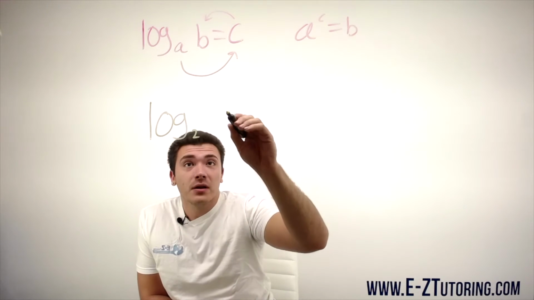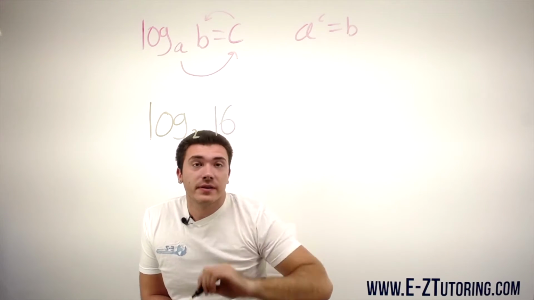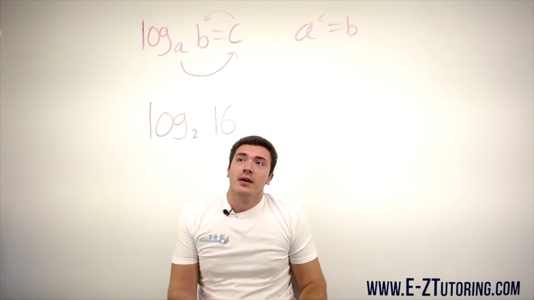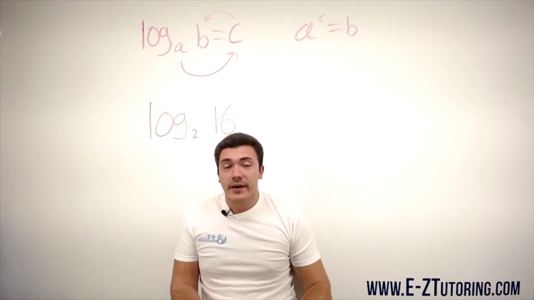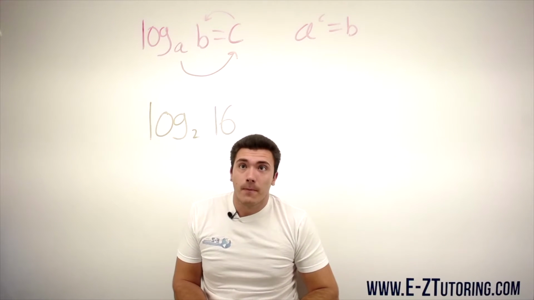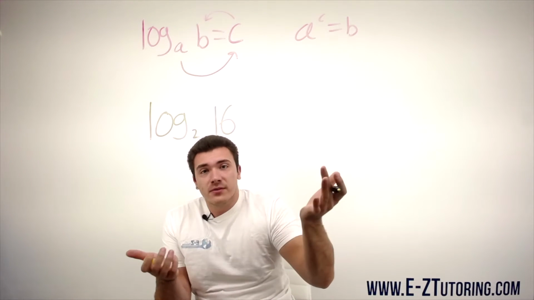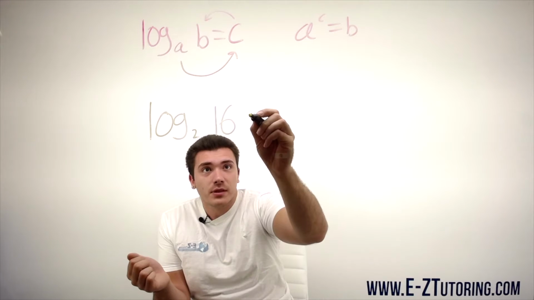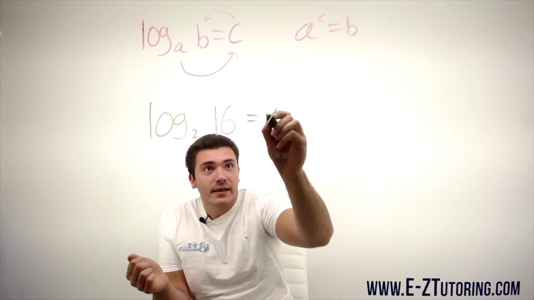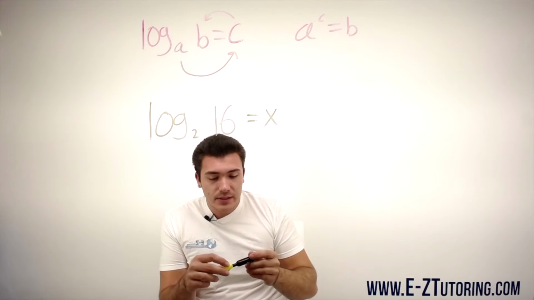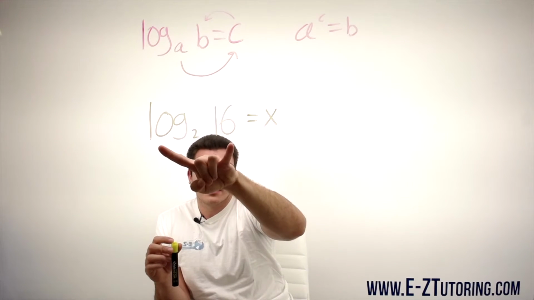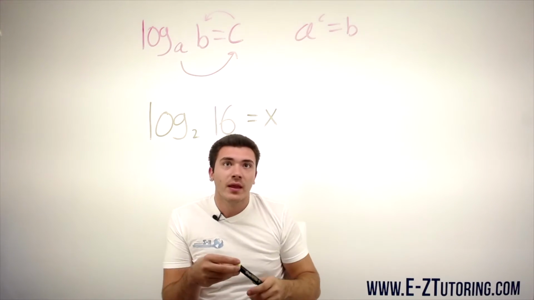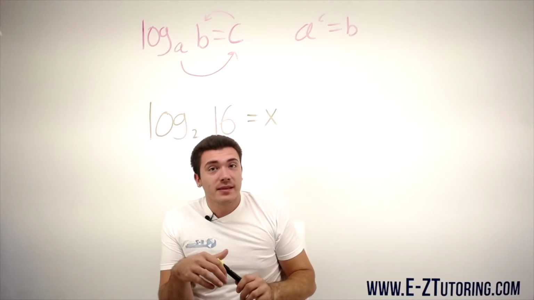Suppose we have log base 2 of 16. And we are supposed to evaluate this. We are supposed to give a number for this of what it's equal to. So this is going to be equal to something. So let's say it's equal to x. Generally, this x is not given, and you're given just this log right here. Writing down this x will make things a lot easier.